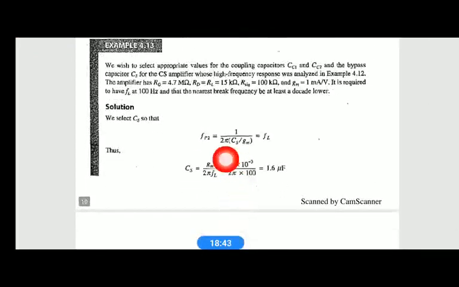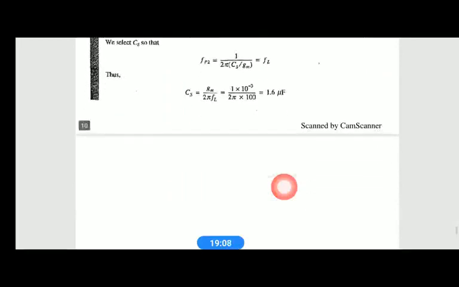Right, so FP2, which is FL, which is given, FP2 is equal to 1 divided by 2 pi CS into Gm, which we see. Equating this value and the FL value, we will get the value of CS here. CS equal to Gm divided by 2 pi FL, where FL is given, which is also FP2, 100. So therefore we will get a CS of 1.6 microfarad.